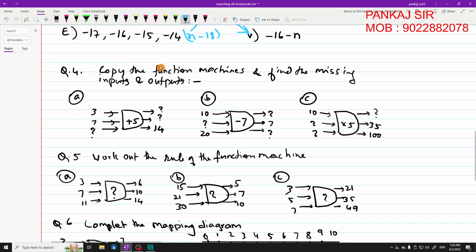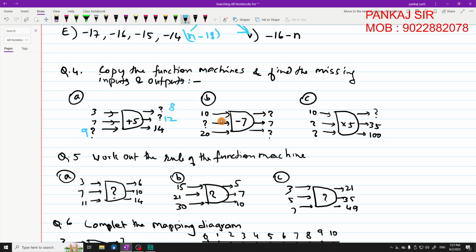Question number 4. Copy the function machine and find the missing inputs and output. Now this is the function machine, and the function machine here in this A part of the question is doing the work of adding 5. So 3 plus 5 should be 8. So I'm going to get the output as 8. Now this is 7 plus 5 should be 12. And this is something plus 5 should be 14. So what should be the answer over here for this input? It should be basically 14 minus 5. Okay, so 14 minus 4 will be 10, so it should be 9. 9 plus 5 is 14.